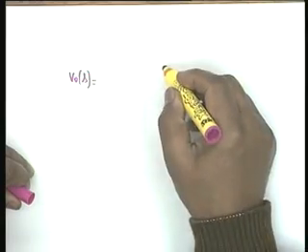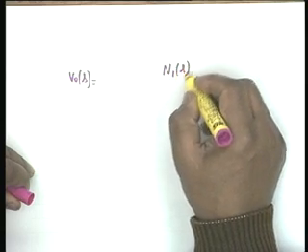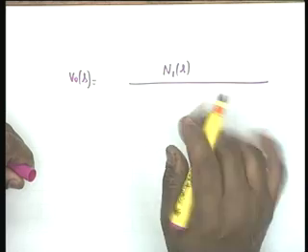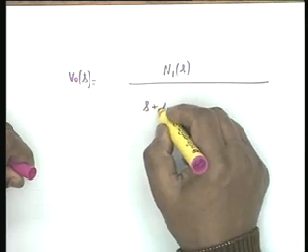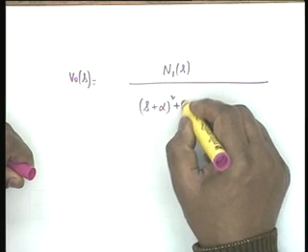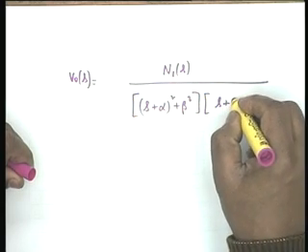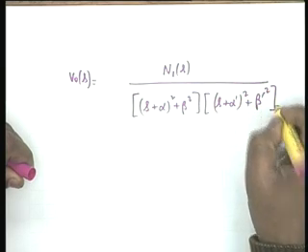After choosing this, I can write down some N1 of s, some polynomial in the numerator which is of degree 3, which is simply 1 by LC multiplied by N of s divided by (s plus alpha) whole squared plus beta squared. This is one set of poles, and the other is (s plus alpha prime) whole squared plus beta prime squared.